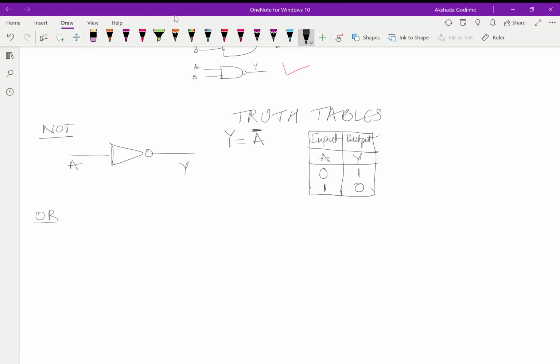It is called the OR gate. OR gate looks like this. All of us know that. A, B, and we have the output. You can also show outputs like this and inputs like this. So that's fine. Now the Boolean expression for your OR gate is nothing but A plus B. So what does that mean? Let us draw a table for this.